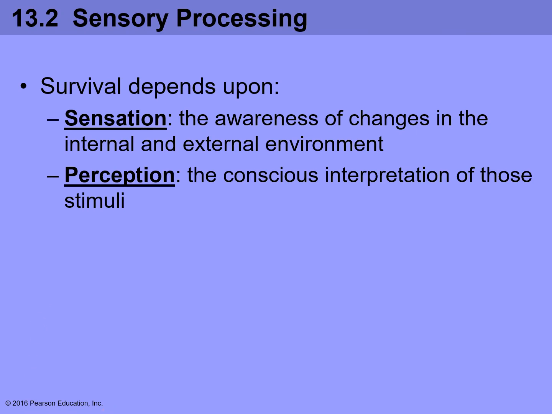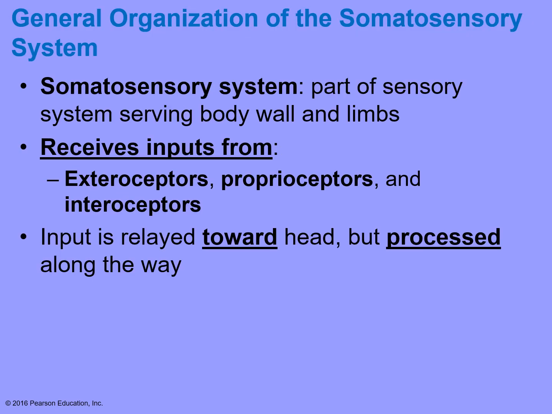So in terms of processing this information, survival is going to depend upon both sensation and perception, the awareness of the change, and then being able to consciously interpret that. When we look at the organization, the somatosensory system is going to be part of the sensory system. Somato tends to refer more towards the skeletal muscles, so the body wall, your limbs, your arms, your legs. It's receiving inputs from numerous types of receptors.